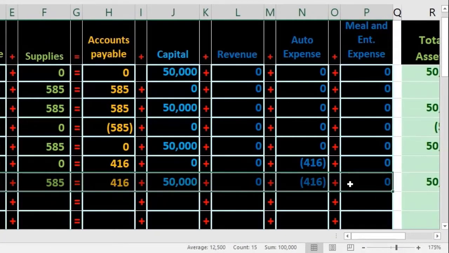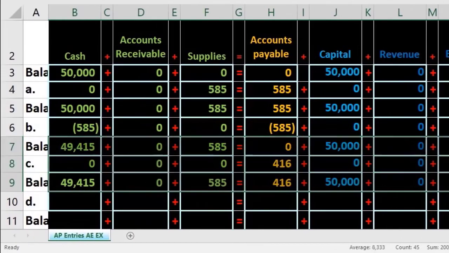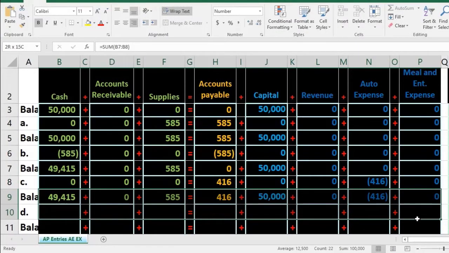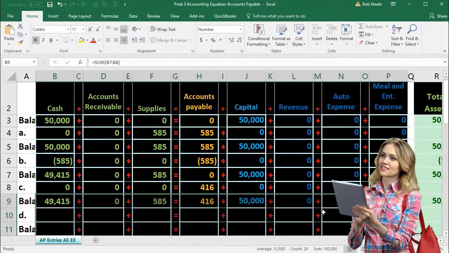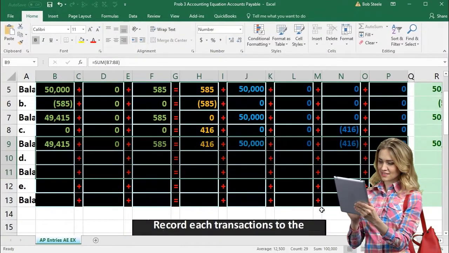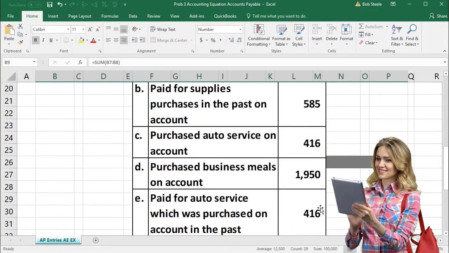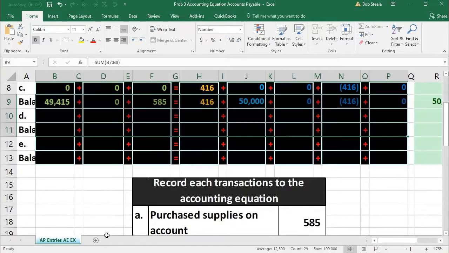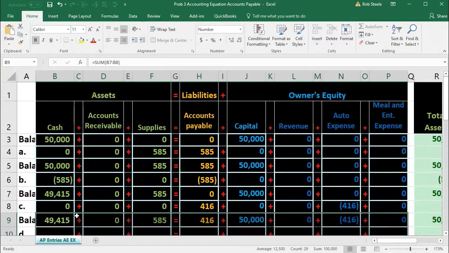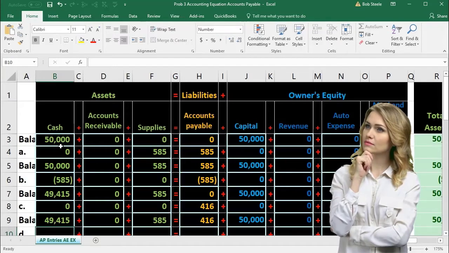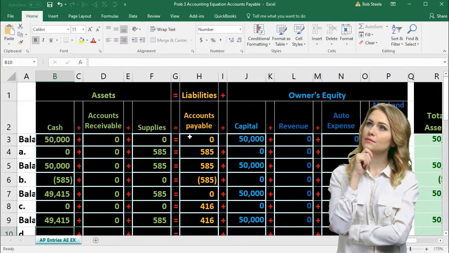We are now going to move to transaction D, not worrying about the information above, but concentrating first on this balance, then the new transaction D, and then the new balance after transaction D, which will result. These are the three rows we are now concerned with. Scrolling down to transaction D, we see that we purchased business meals on account. First question, is cash affected? We're going to say that cash is not affected because we purchased the business meals on account. Therefore, we paid for it with something other than cash. We know now that that's going to be probably accounts payable.